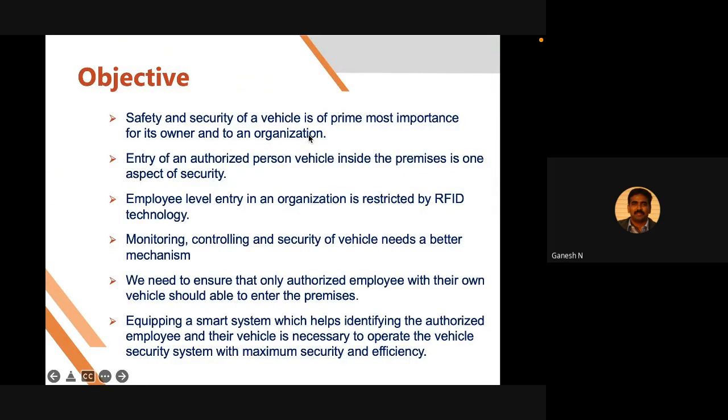The objective of the whole process here is that the safety and security of a vehicle is of prime importance for the owner and for an organization, right? Entry of an authorized person's vehicle inside the premise is one aspect of security. Employee-level entry in an organization is restricted by RFID technology. Monitoring, controlling, and securing vehicles needs a better mechanism. We need to ensure that authorized employees with their own vehicle are able to enter the premise.